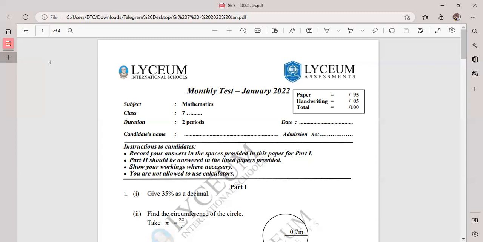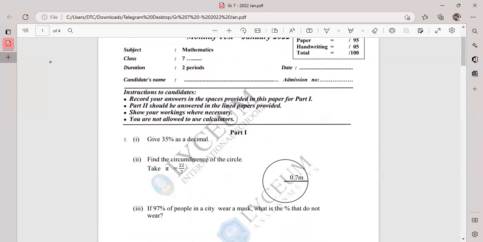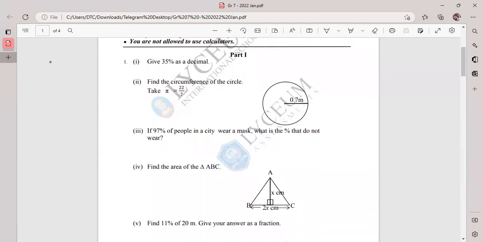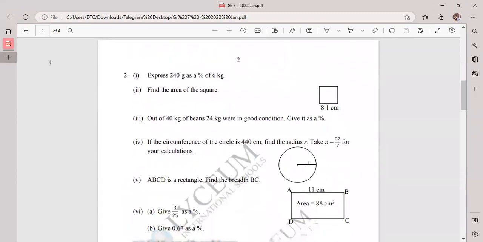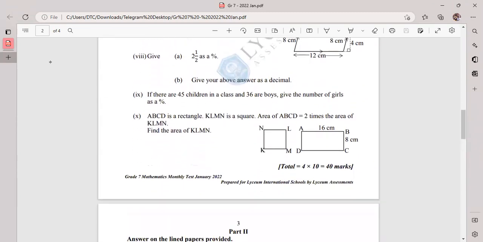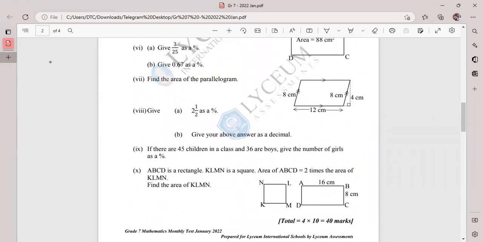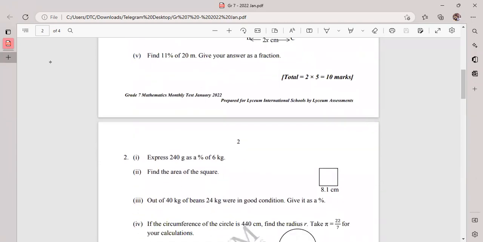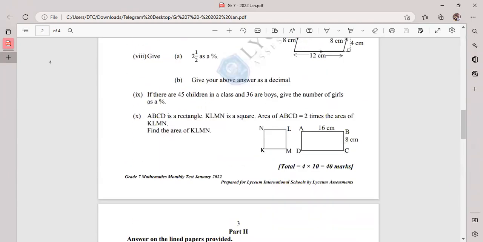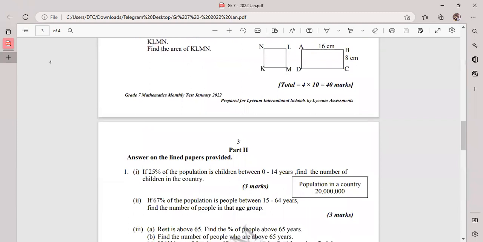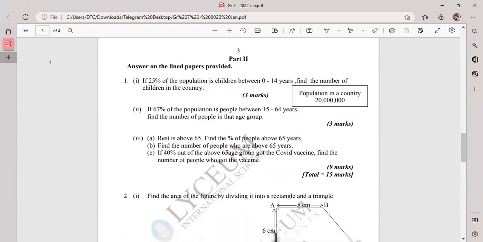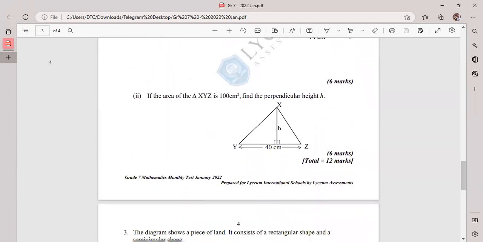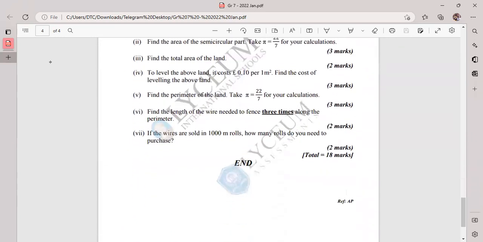Children, then we will analyze the paper structure. Part 1: you have question number 1, 2, yeah, that's it. 40 marks, right? Here, 40 marks, 4 into 10. Then here, 10 marks altogether, it is 50 marks. Then part 2. In part 2, you want to write the answers on the line papers, right? And you have 1, 2, 3 questions.